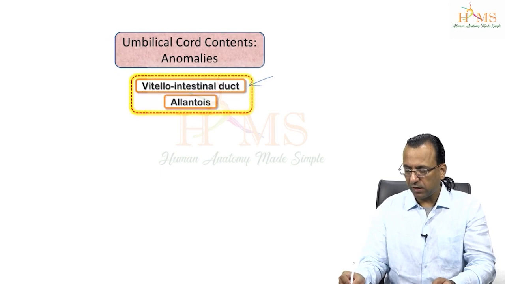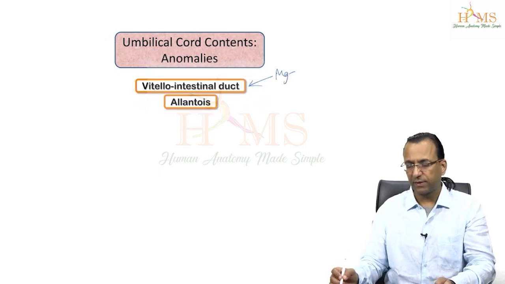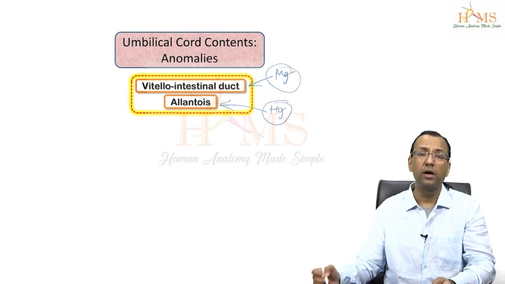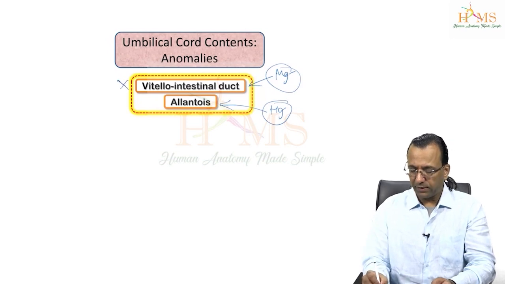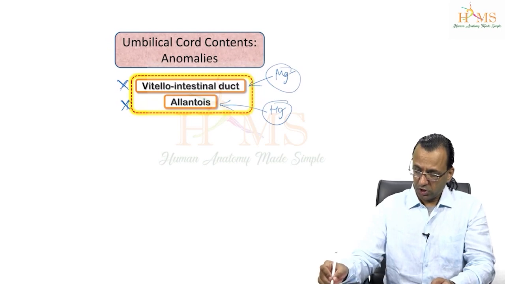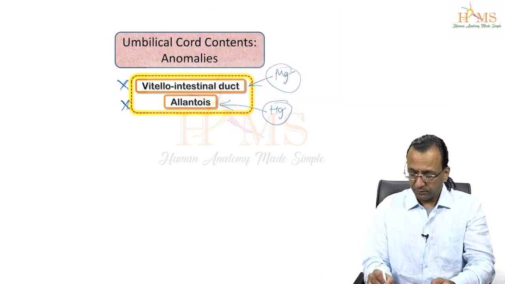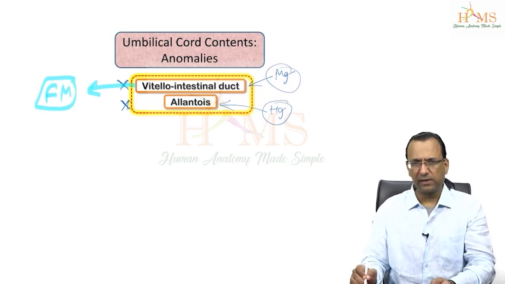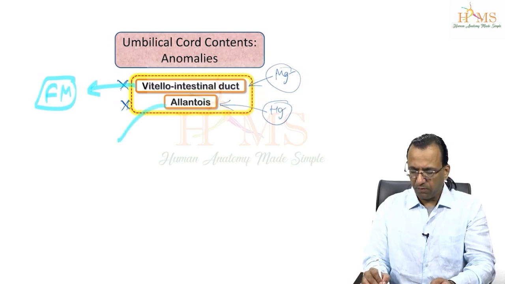The vitellointestinal duct is a midgut diverticulum, whereas the allantois is a hindgut diverticulum, and both of them are contents of the umbilical cord. Normally, they should be obliterated, because if they are not obliterated, there can be problems. A baby born with fecal matter at the umbilicus has what is called Meckel's fistula. A baby born with urine at the umbilicus has what is called urachal fistula.